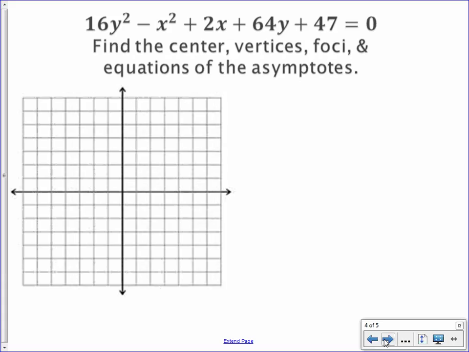So we are going to need to complete the square 2 times so we can get the x minus h squared and the y minus k squared. Let's first focus on our y's and group those together. We cannot complete the square with a 16, so we're going to have to factor out that 16 from the y squared, which means we're going to have to factor it out of the 64.